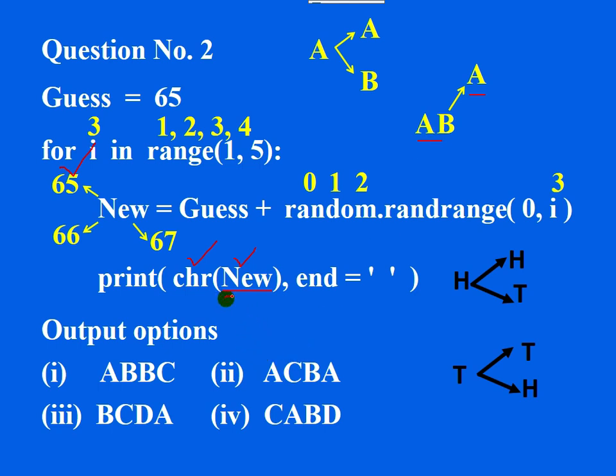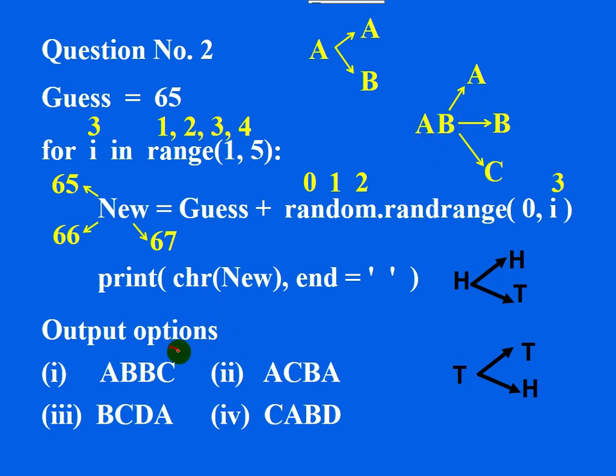If I substitute new as 66, what answer will I get? 66 in the character format, I get capital B, which is added to the previous answer. Finally, if I substitute new as 67, what answer will I get? 67 in the character format, capital C. Again, that is added to the previous answer.